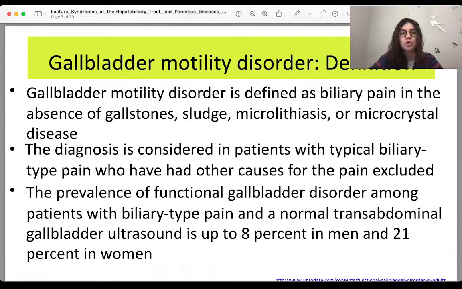Let's give a definition to gallbladder motility disorder. Gallbladder motility disorder is defined as biliary pain in the absence of gallstones, sludge, microlithiasis, or microcrystal disease. The diagnosis is considered in patients with typical biliary-type pain who have had other causes of pain excluded. The prevalence of functional gallbladder disorder among patients with biliary-type pain and normal transabdominal gallbladder ultrasound is up to 8% in men and 21% in women. It is quite often.